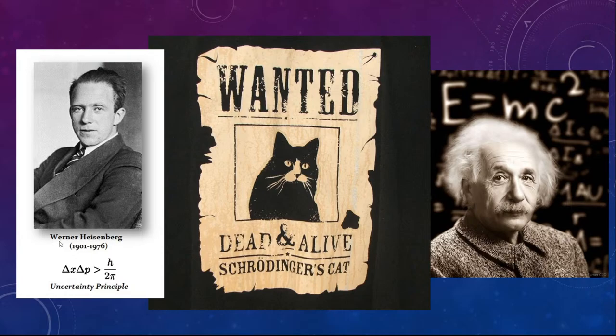This is Werner Heisenberg, who came up with the Heisenberg uncertainty principle, that you can't measure the speed and the location of an atomic particle at the same time. Your experiment that you have to set up to look at the speed makes it impossible to see its location, and vice versa. Schrodinger's cat paradox, Einstein's E equals mc squared. We talked about these before.